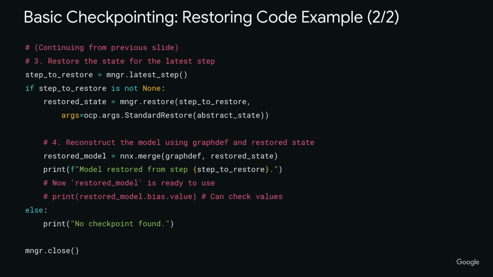Finally, we use nnx.merge, passing the GraphDef object obtained from the abstract model split and the restored state to reconstruct a fully functional restored model instance. We then close the manager. This restored model has the weights loaded from the checkpoint and is ready for inference or continued training.